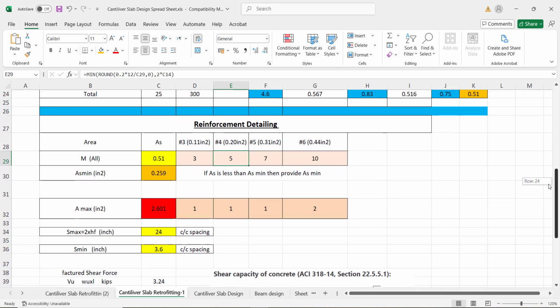Okay, now maximum area we have to calculate as well. The maximum area required is 2.6. We cannot exceed this area. Okay, I have made it red, like this is alarming, that do not exceed. Some engineers, like in the beams and in the slab, put too much steel, so they exceed this limit. So the structure goes to the brittle failure.